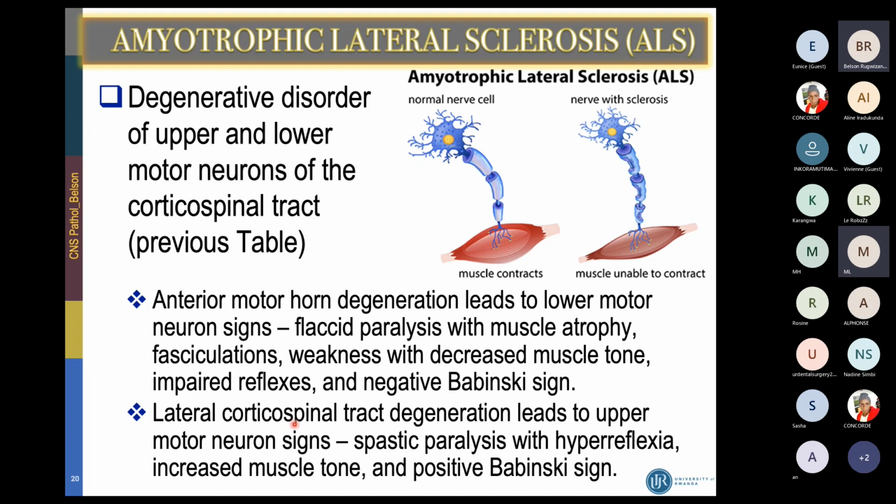While here it is lateral corticospinal tract degeneration, leading to upper motor neuron signs, which are like spastic paralysis. So spastic is the opposite of flaccid. Flaccid is hypotonic; spastic is hypertonic. There will be increased reflexes, while there they were impaired. We understand that they are opposed. Increased muscle tone, while there it was decreased, and there will be a positive Babinski sign, while there it was negative.